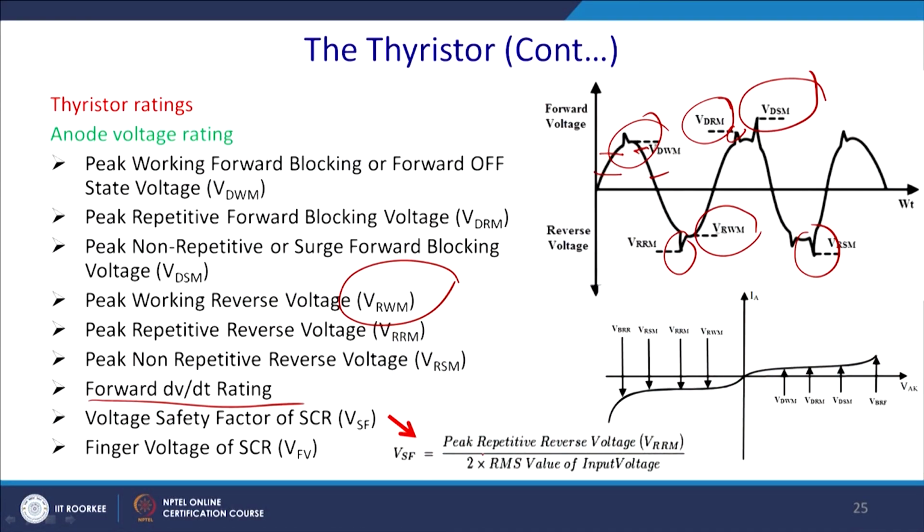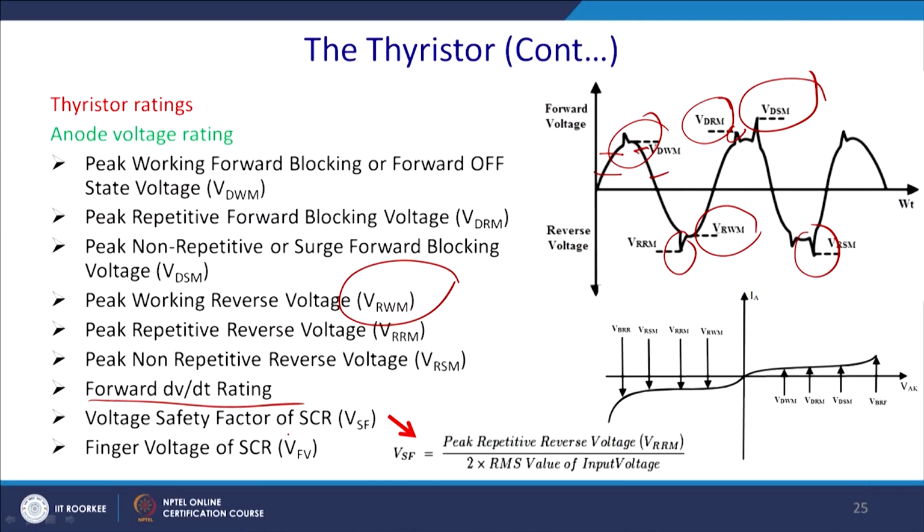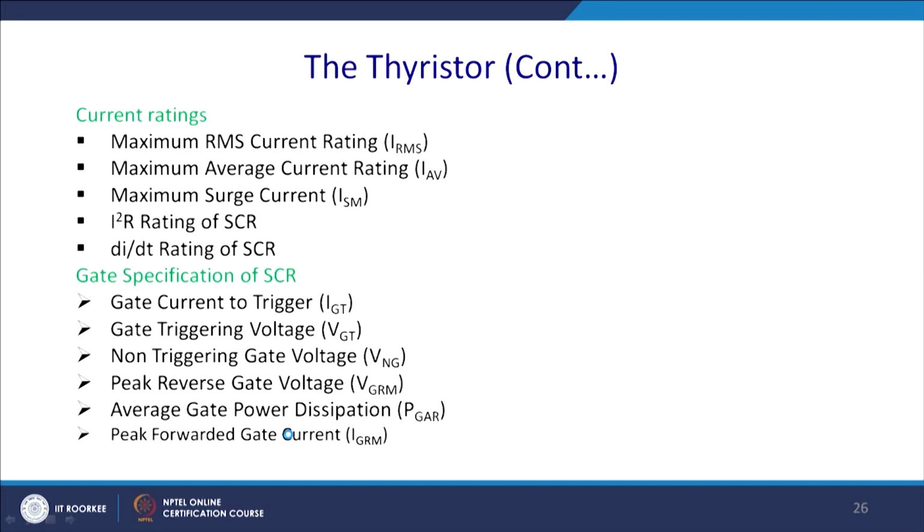Thereafter, the voltage safety factor, VSF, which is given by the peak repetitive reverse voltage divided by the square root of 2 times the RMS value of the voltage. Some value will come out, and accordingly the life of the device will be decided. The more the safety factor, the longer the life of the device, but the cost of the component will definitely go higher. And the finger voltage of the SCR, called FV. These are a few parameters prescribed in your data sheets, and we will continue to work with those data sheets for practical design aspects.